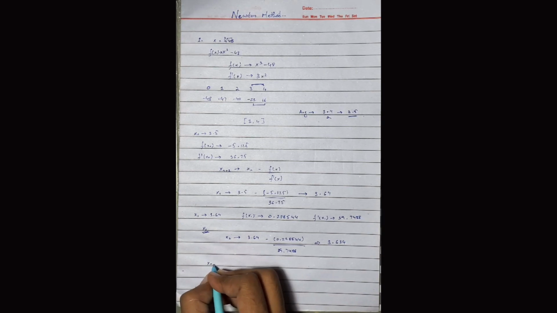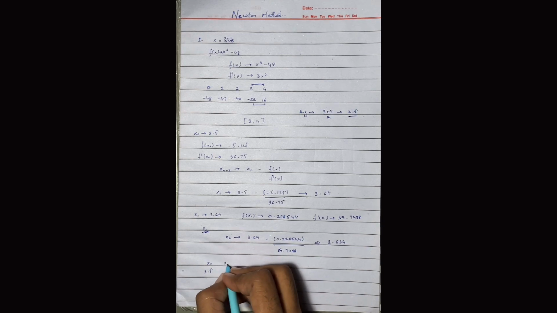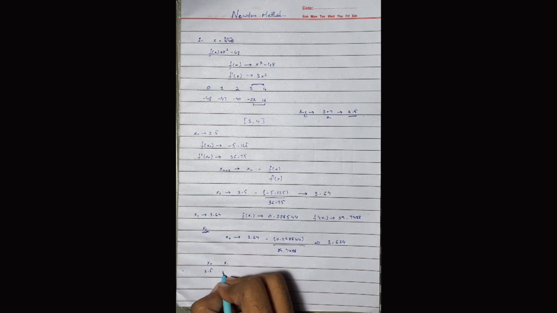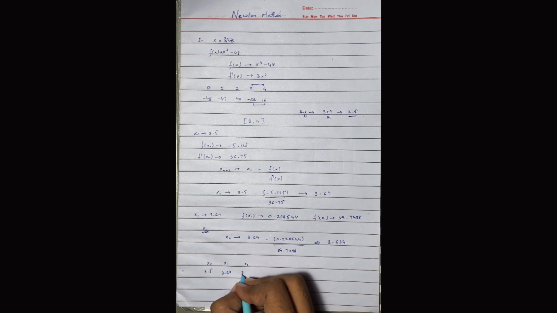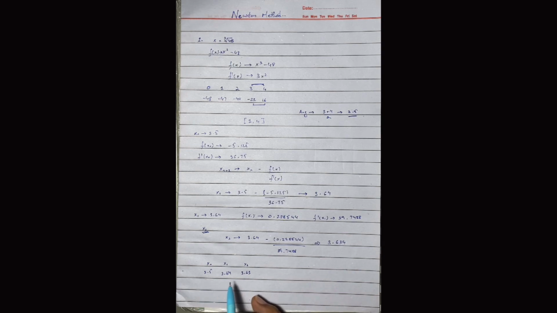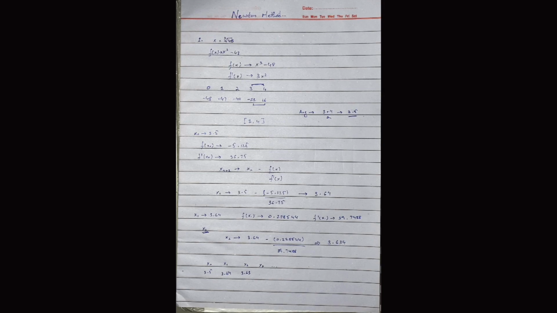As we have seen, we have got x naught, which is 3.5, x1, which was 3.64, and our x2 is now 3.63. These are the 3 points on which we were working. We can go further to x3 and so on, as much as we want. So this was our Newton method, and this was our second question. Now let's move on to our coding.